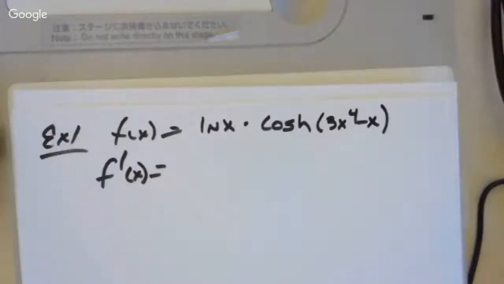The derivative of the natural log is 1 over whatever's inside the natural log times the derivative of what's inside.